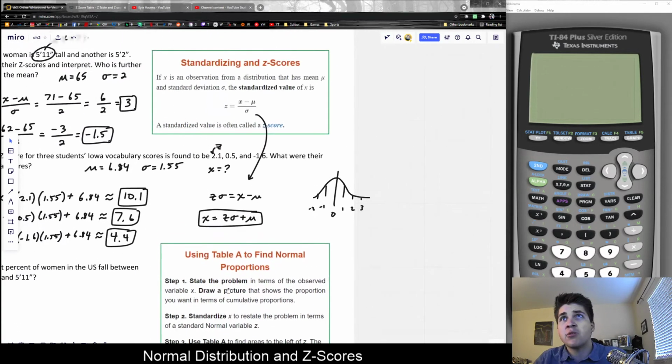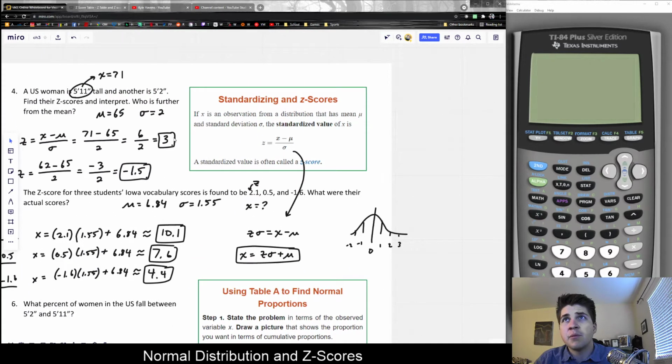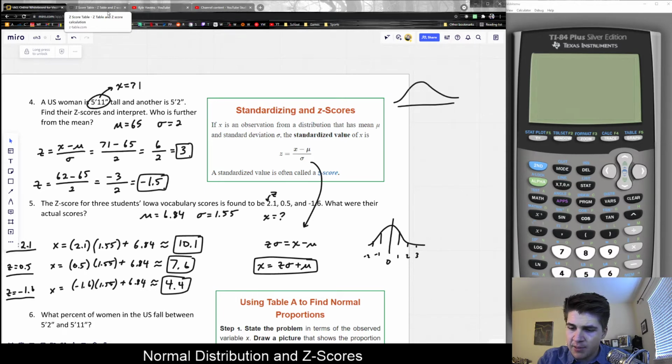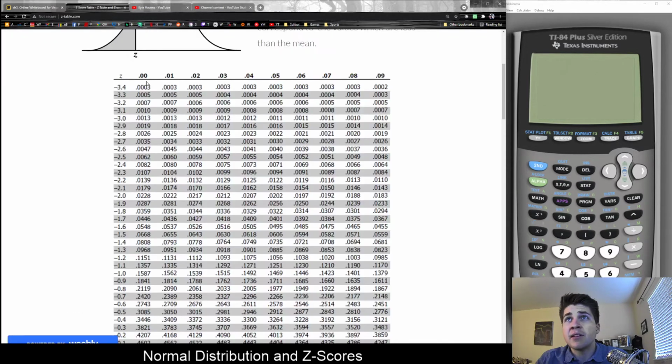Let's return to our original example, where we had two women, one who was 5'11" and one who was 5'2". And we found their z-scores. Once we know a z-score, we can look up the respective cumulative proportion in the z-table. The woman who was 5'11" had a z-score of 3. That was far to the right, as it always will be on our scale. By looking up the table, we're going to calculate the percent of women who are less than that score.